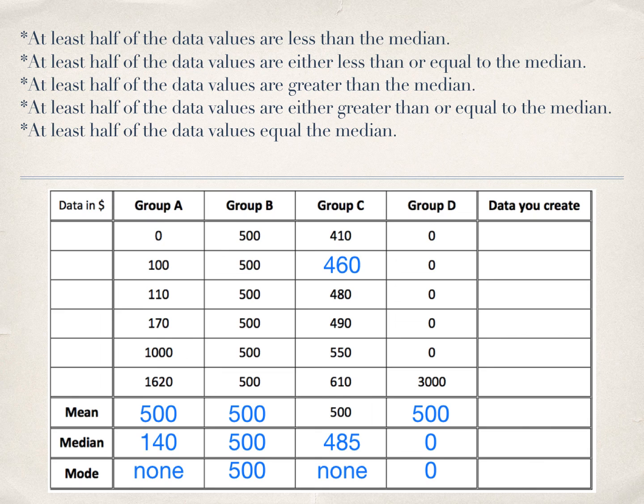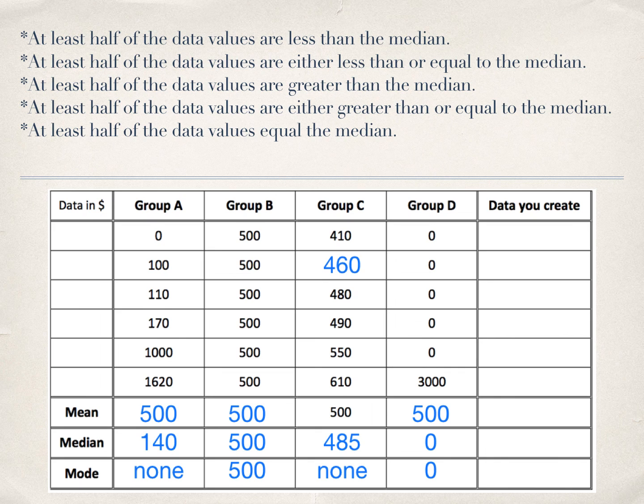Now let's make some more observations about the median. At least half of the data values are less than the median. If you look at each of the four groups separately, is that a true statement? Sometimes, not at all, or all the time? Pause the video. What do you think? Did you pause? What did you find?